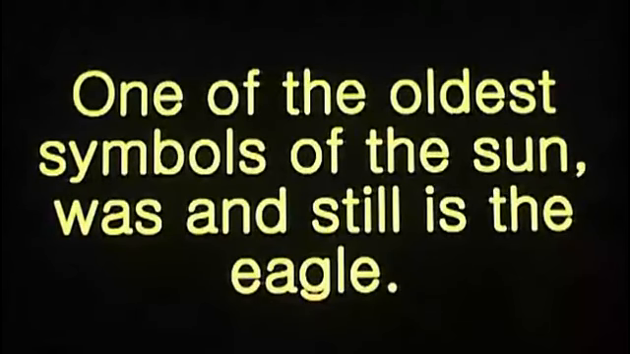One of the oldest symbols of the sun was and still is the eagle. And this is something a lot of people do not know, that almost all the ancient civilizations in the world had an eagle somewhere in their symbolism, and the eagle always, and in every case, represented the same thing. It was always a symbol of the sun.